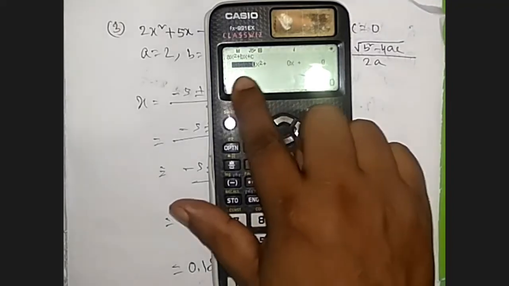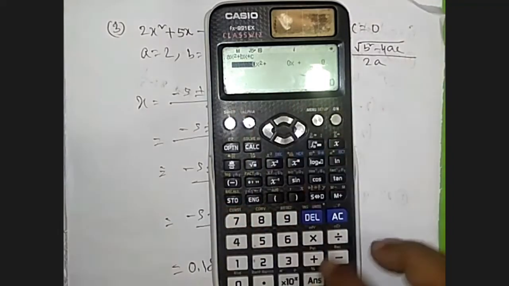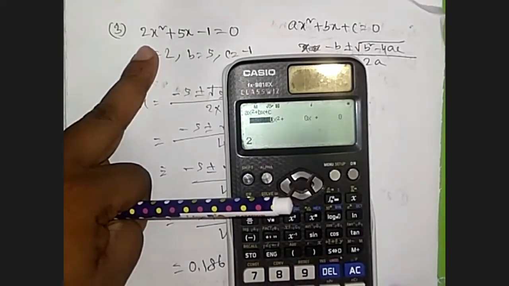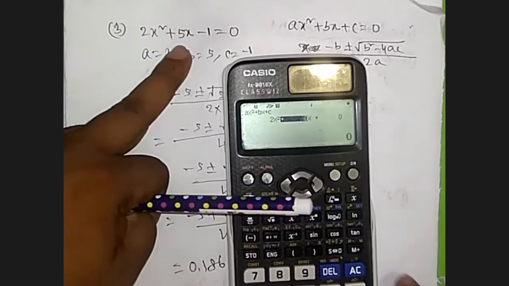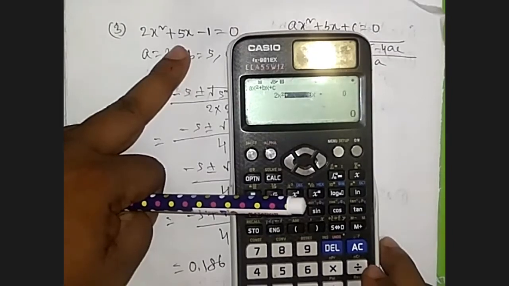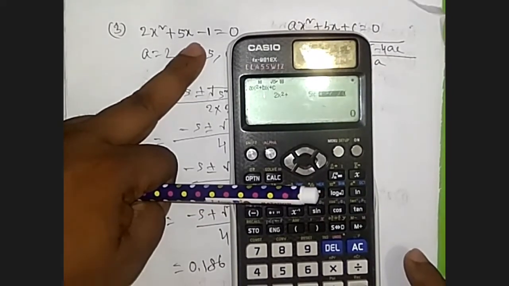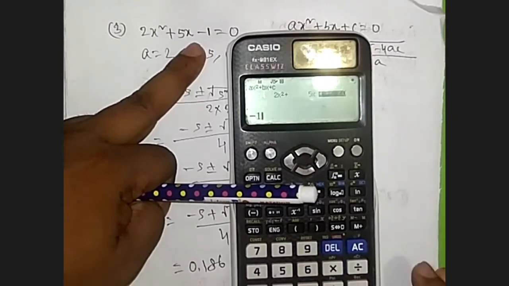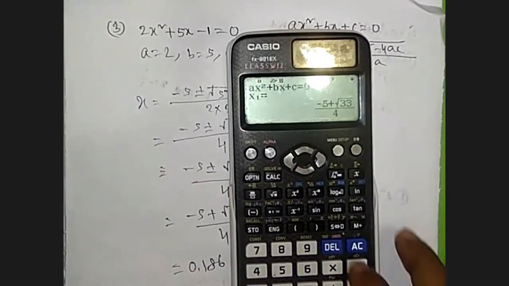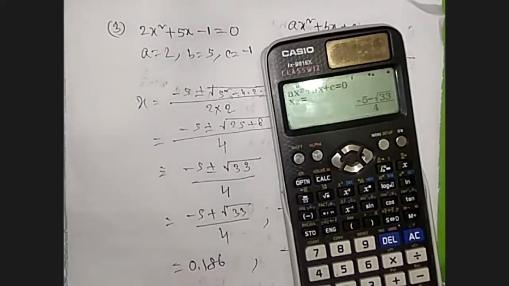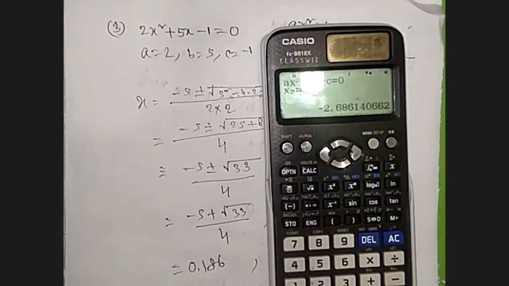Now see, ax square plus bx plus c. What is the value of a? That is 2. So let me write here 2. Then b is 5, so let me write 5. Then c is minus 1, so let me write here minus 1. Then see, now I put equal sign. See, this is the answer, 0.186. Then this is minus 2.686.